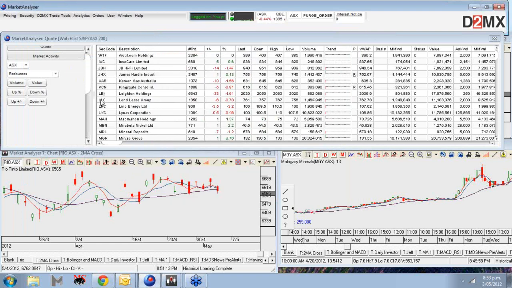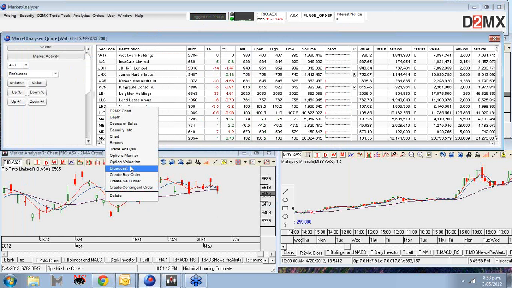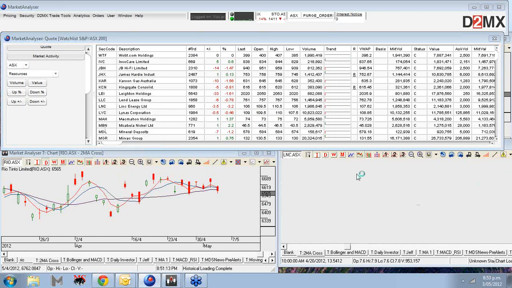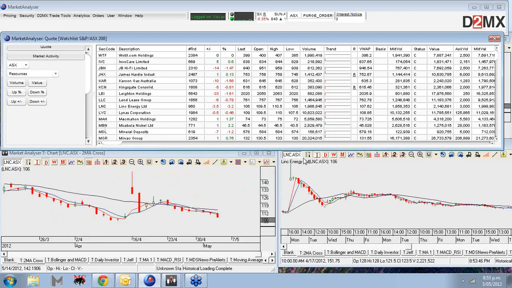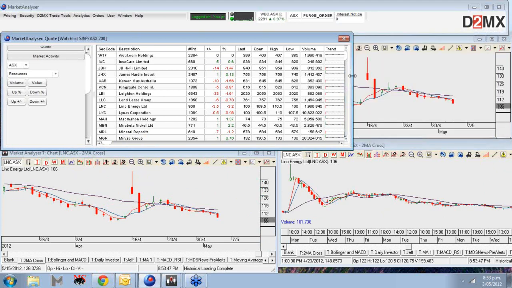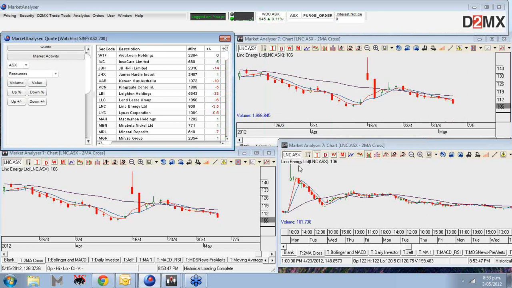But if I right click and broadcast, we can broadcast the information through the entire platform. So with the broadcast, we've got a number of charts set up on intraday periods. We can then broadcast the information to all of those charts, and all of the charts will be updated with the latest information from Link Energy. In this case is what we're looking at.